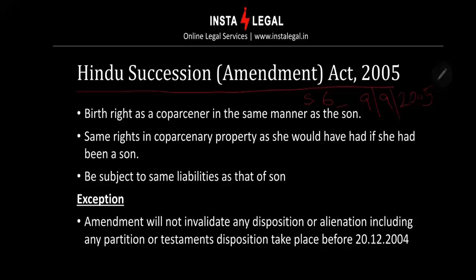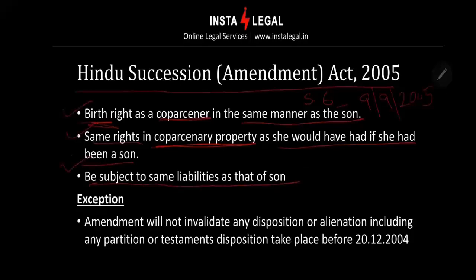After this amendment, the daughter has now been given an equal right as that of a son from the time of birth as a co-partner in the same manner as the son. It has also given same rights in co-partnery property as she would have had if she had been a son, and she also will be subject to same liabilities as that of a son. So these are the three important points to be remembered for this amendment which has been enacted in the year 2005.